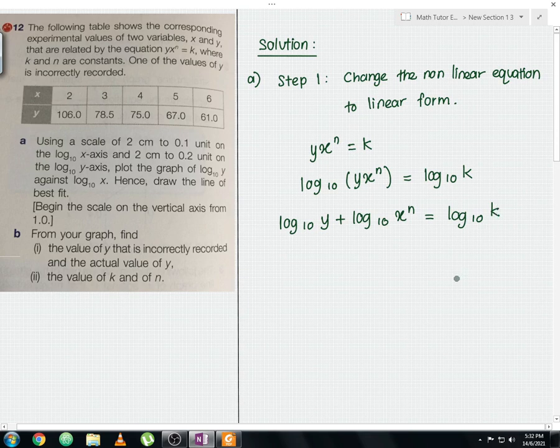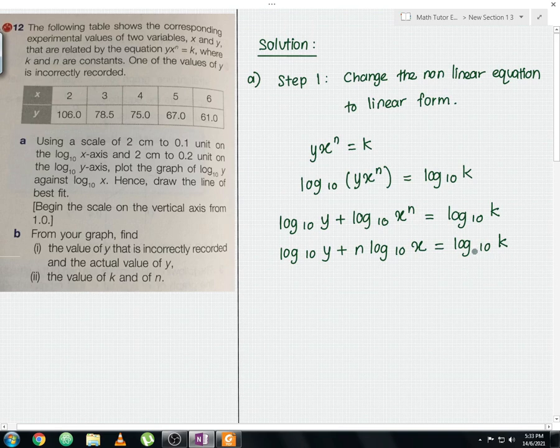So far so good. So from here, what you're going to do is the n, the power, you can bring it to the front, so it will become n times with log 10x. So let us continue. So from here, it will become log 10y plus with n log 10x is equals to log 10k.